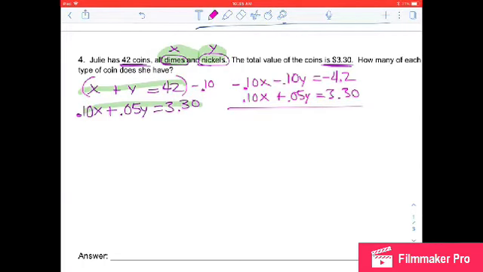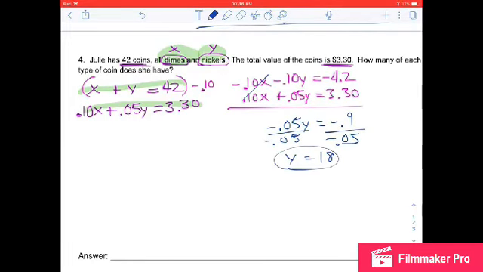So now I go ahead and cancel out. The x's cancel. I get negative 0.05y equals negative 4.2 plus 3.30. That's negative 0.9. So I divide by negative 0.05, negative 0.05, and when I divide, I get y equals 18.